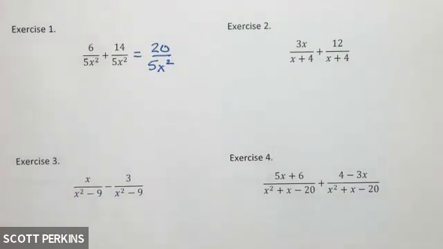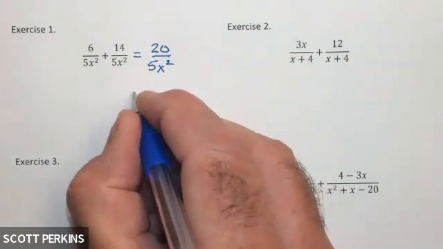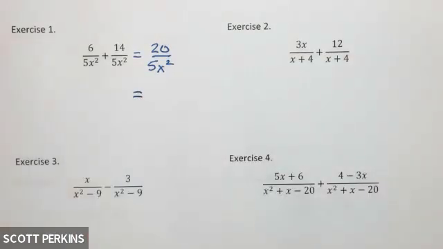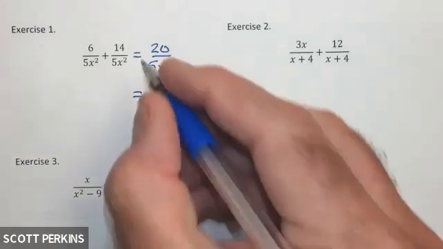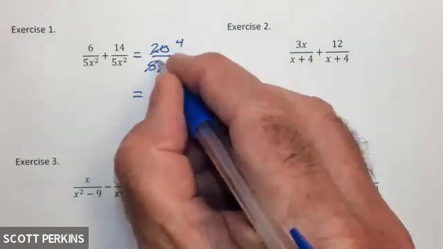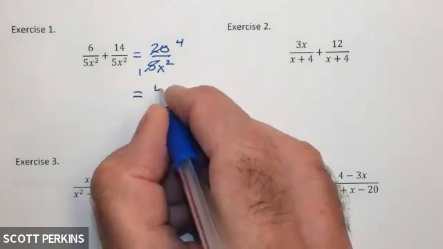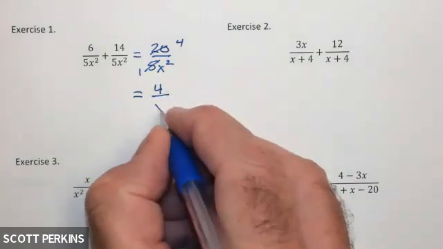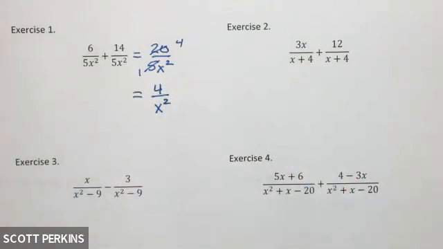That's the adding. That's the new bit for today. The end of this is just what we did last time. So reducing that, what factors are in common to the top and the bottom of this fraction? Yeah, 5 goes into 20 4 times, and 5 goes into 5 1 time. And so I get 4 over 1x squared, which I'll just write as 4 over x squared.